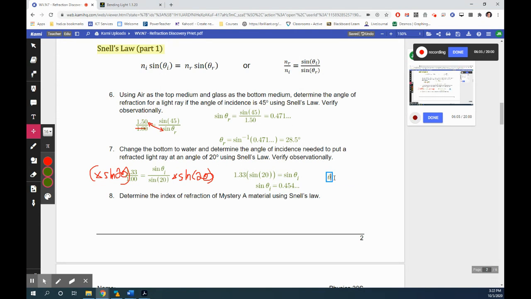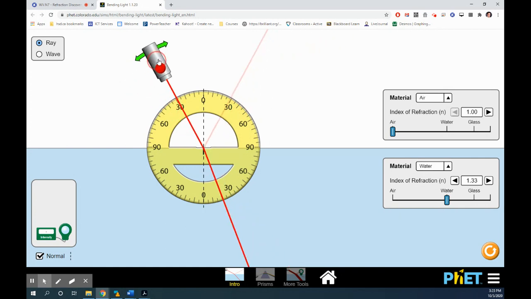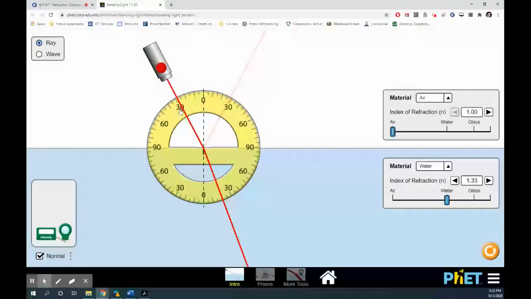Theta I equals inverse sine, so sine to the -1 of our messy decimal 0.454 dot dot dot. And that gives us theta I equals 27.1 degrees. Done. And that's our answer. So once again, we can verify this by going, this was water, and we want it to come out at 20 degrees. We want it to come out there. Oh yeah, look at that. Perfect. 27.1. Bang on. We got it.